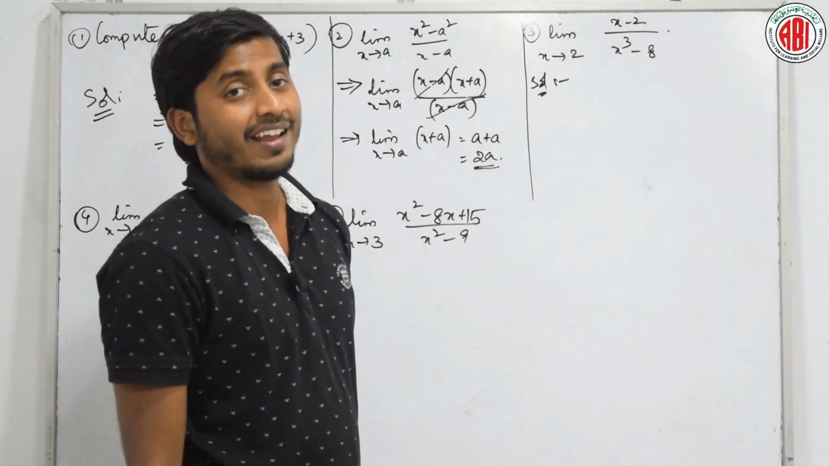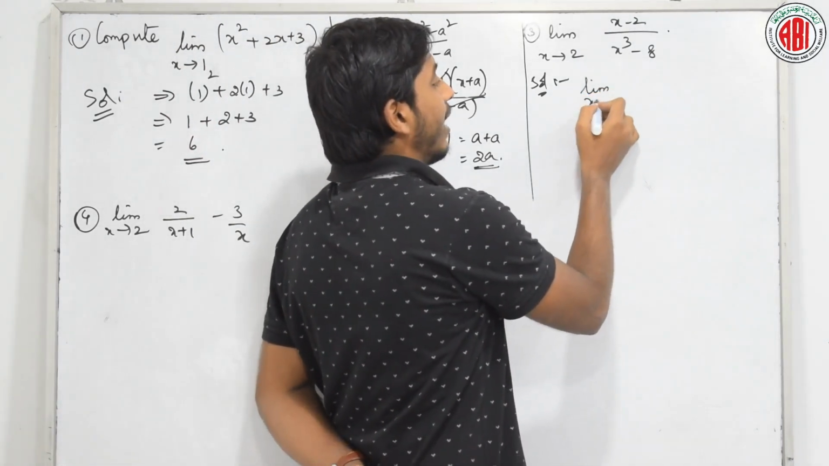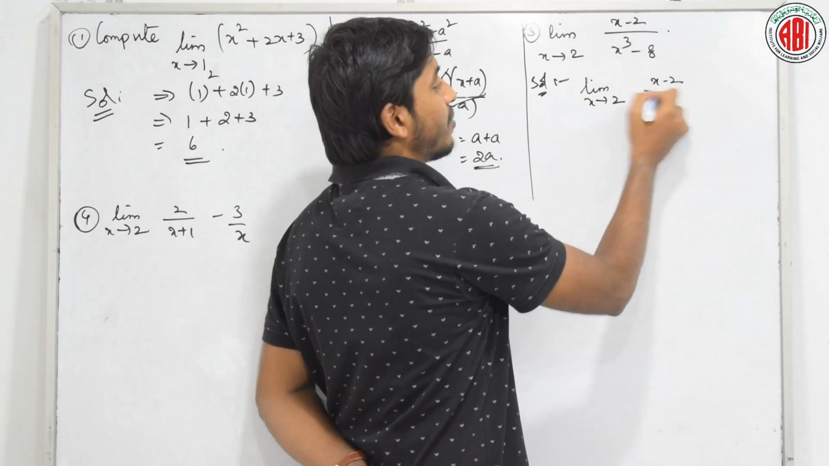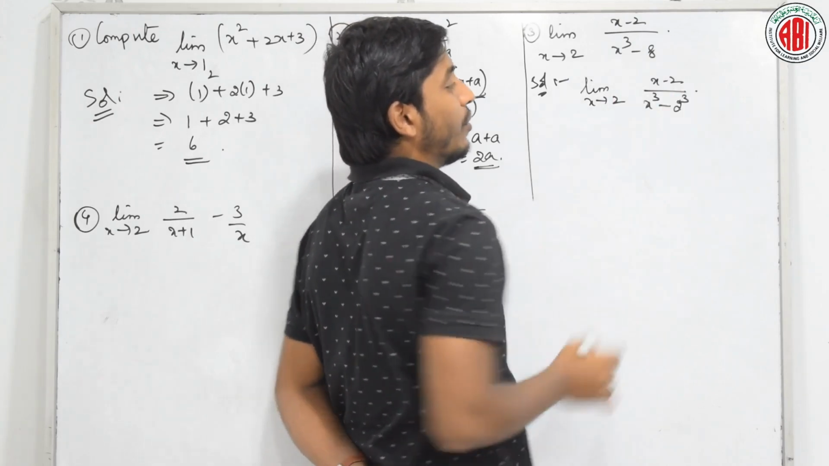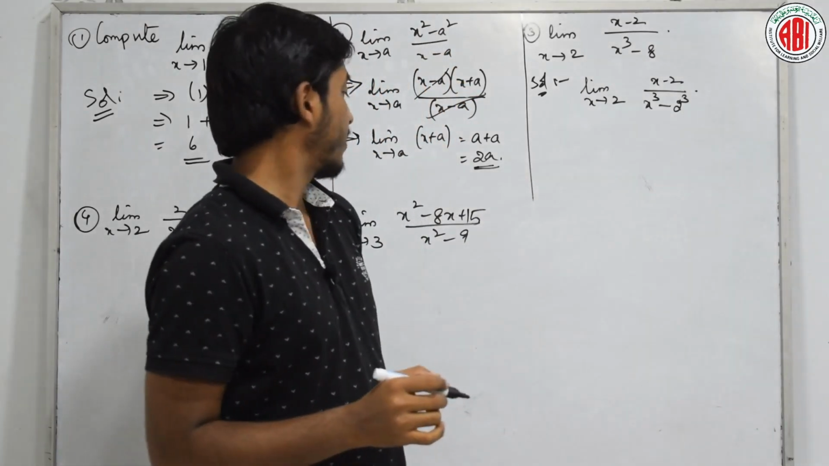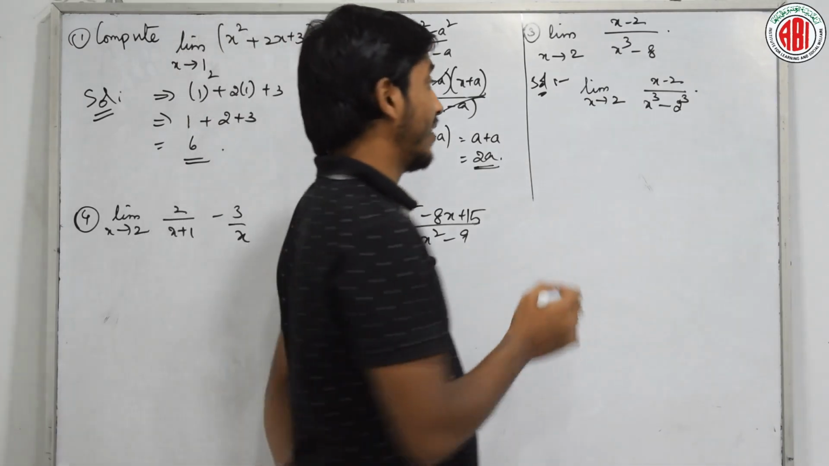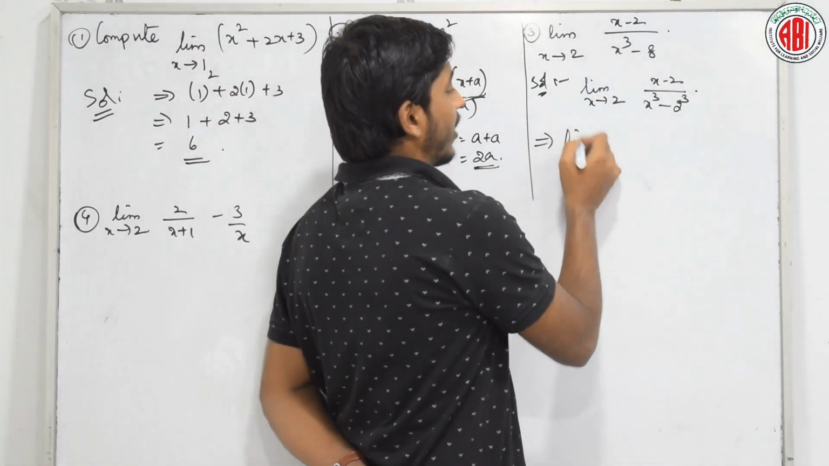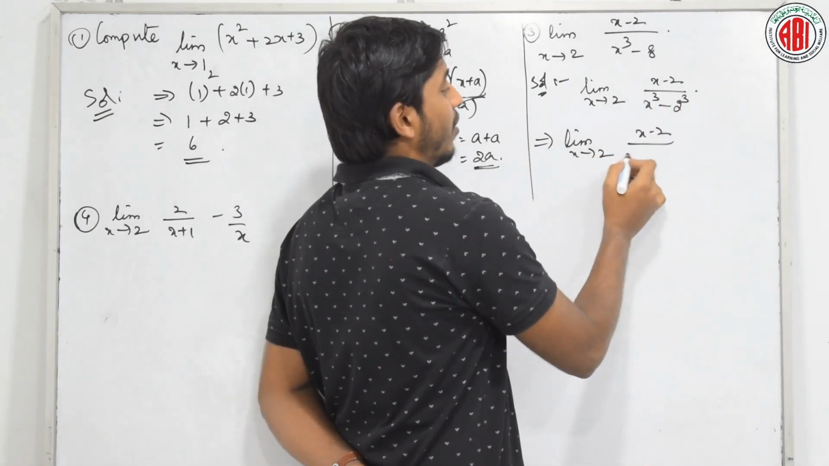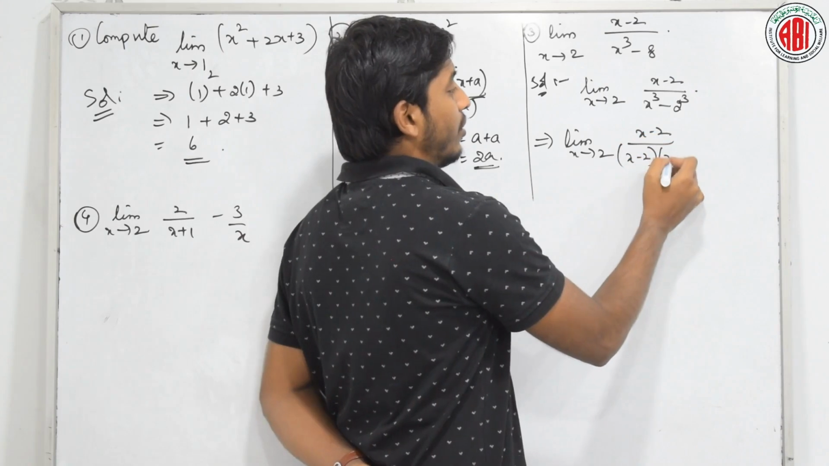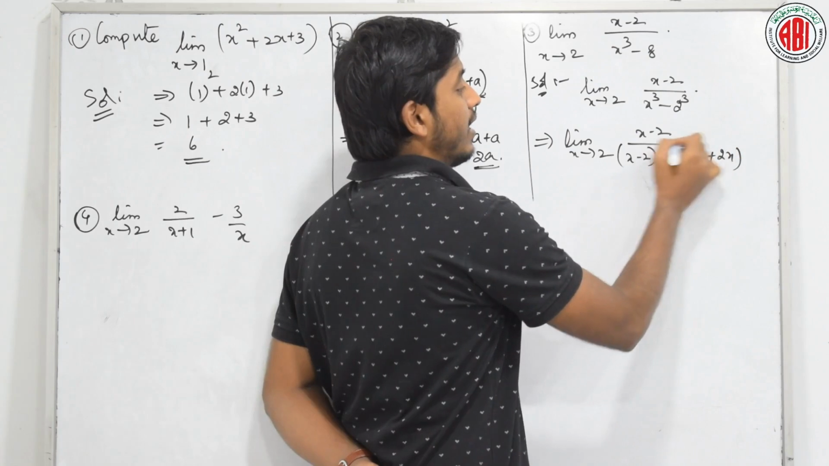Yeah, 8 can be written as 2 cube. Okay, now let's see here. Limit x tends to 2, (x minus 2) by (x cube minus 2 cube). Do you know the formula of a cube minus b cube? That is a minus b into a square plus b square plus ab.